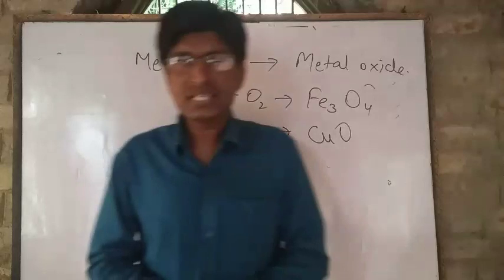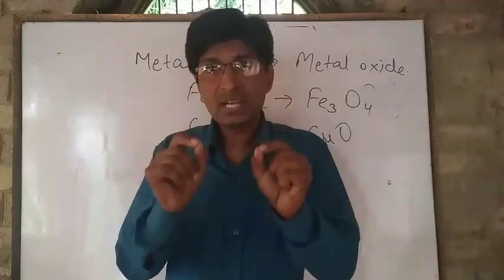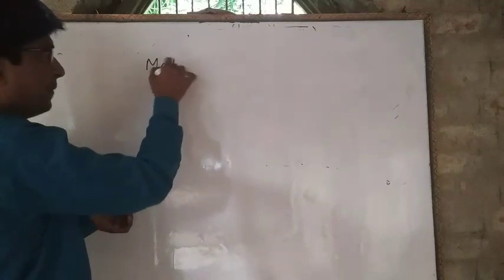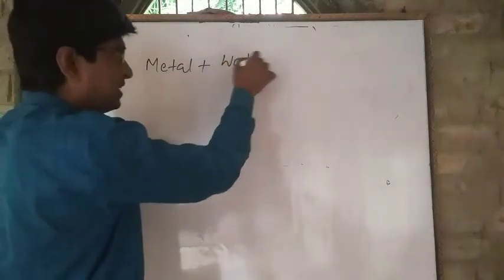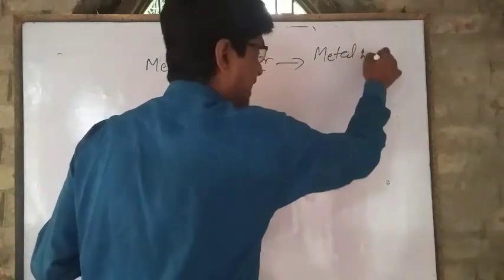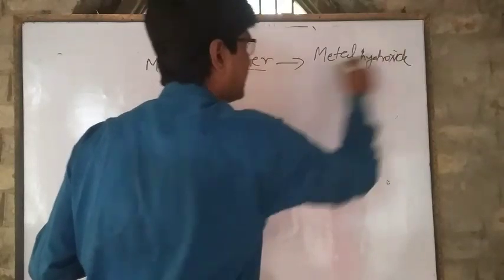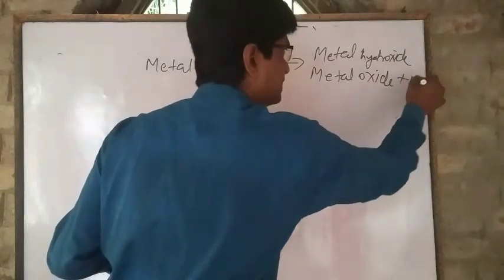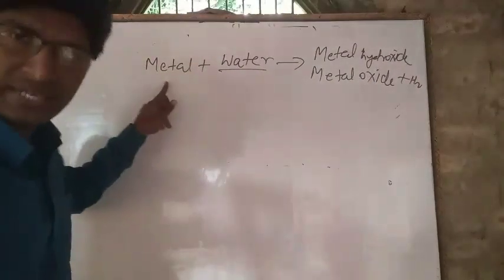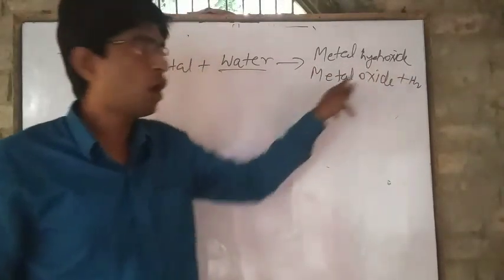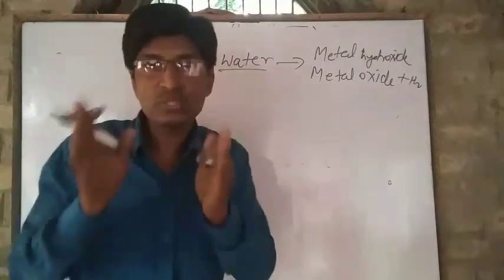Now we will discuss the reaction of a metal with water. Dear students, what happens when metals react with water? We are writing here: metal plus water. When metal reacts with water, it produces metal hydroxide or metal oxide, and hydrogen gas is released. You must remember this.